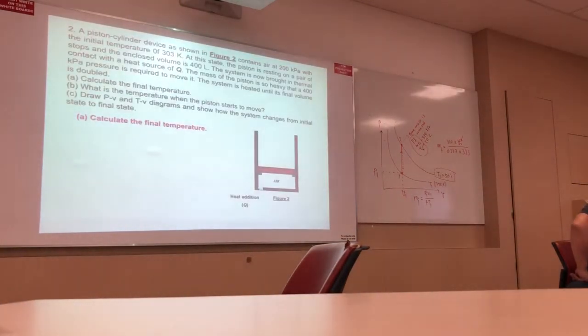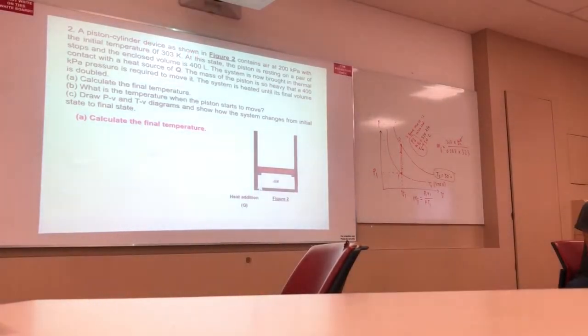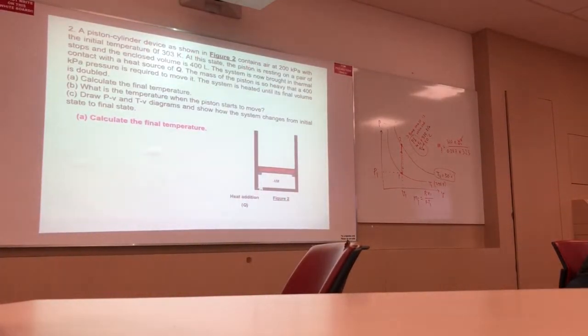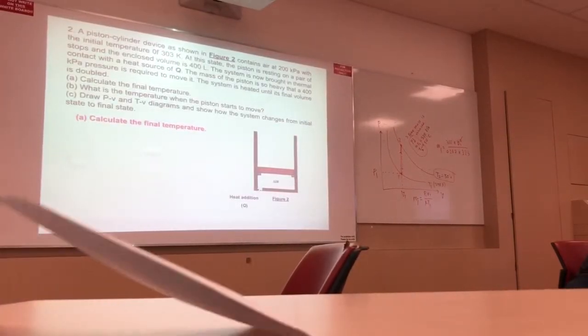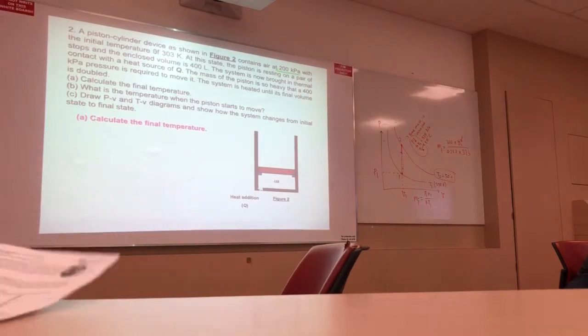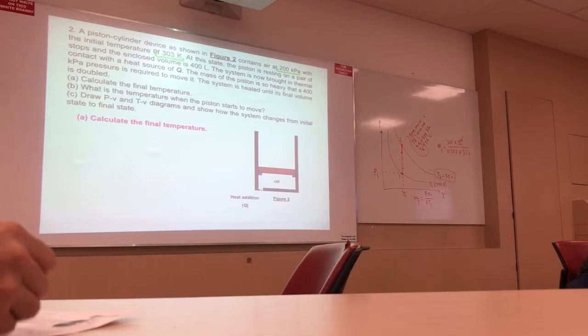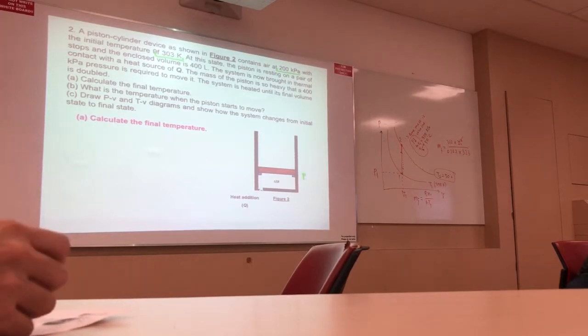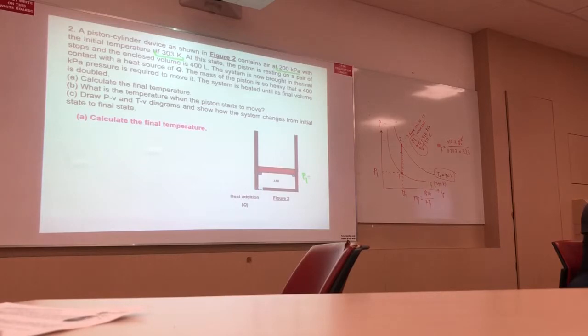This one, try to understand. A piston cylinder device, as shown in figure 2, contains air at 200 kilopascal. That means the initial pressure is 200 kilopascal, with the initial temperature of 303 Kelvin. That means I can write P1 is 200 kilopascal, temperature T1 is 303 Kelvin.